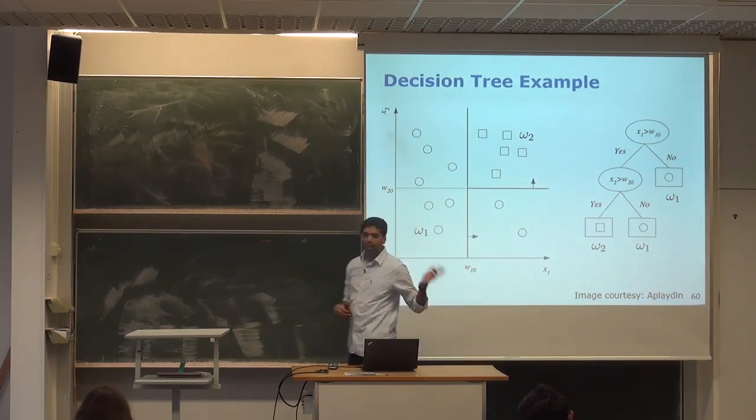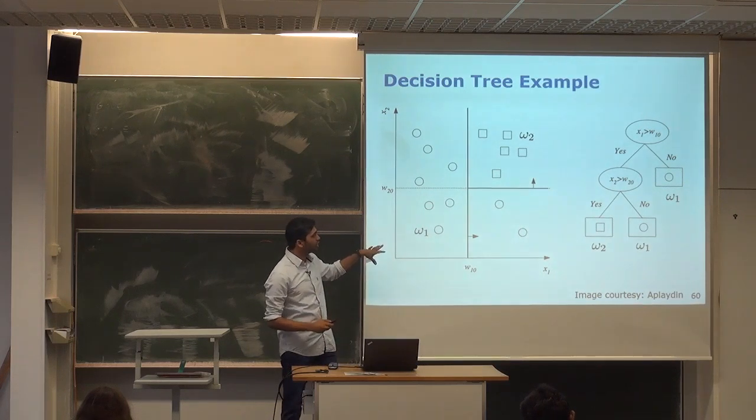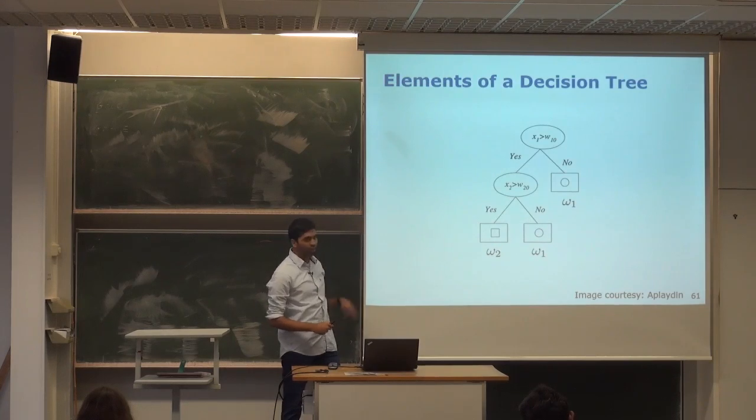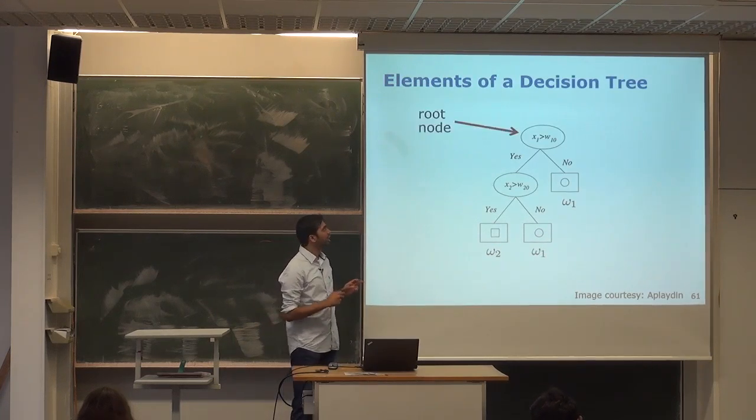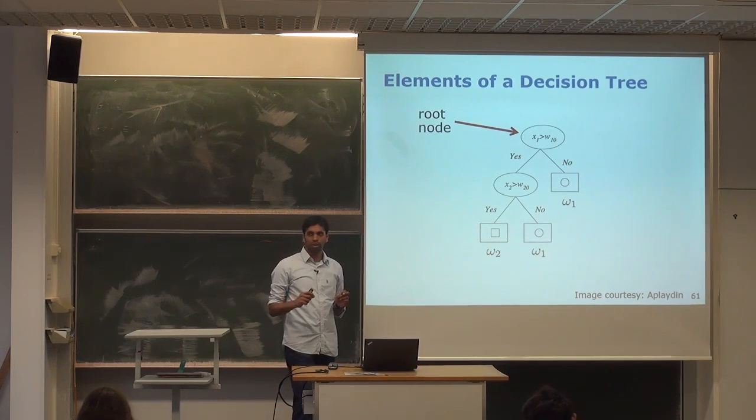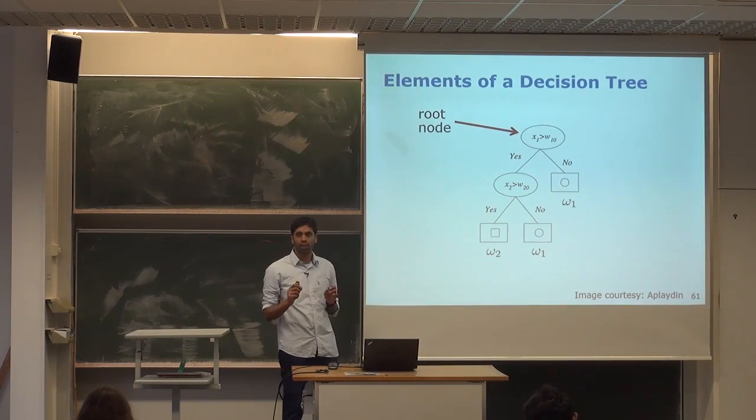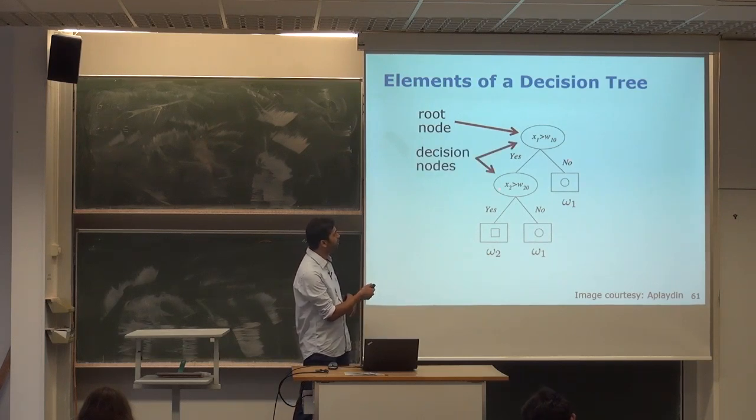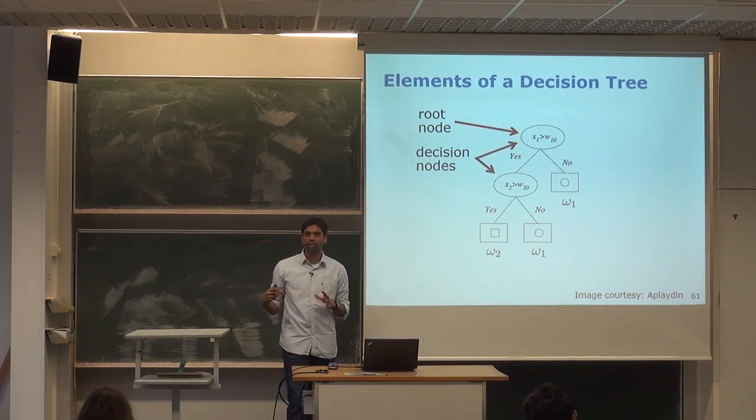The way to actually think of these questions is in terms of a tree. So let's see how this tree looks. The tree has basically nodes. At the top is the root node, which is the first question you ask. And each of the things that you see in these ovals are what are called decision nodes. So these are the places where you ask the question.